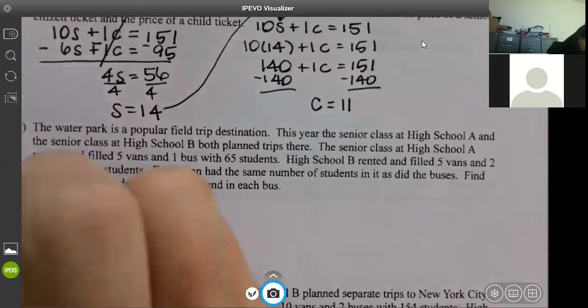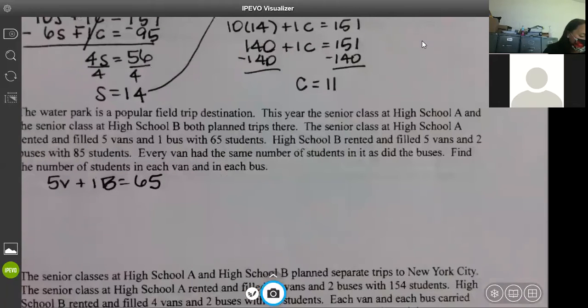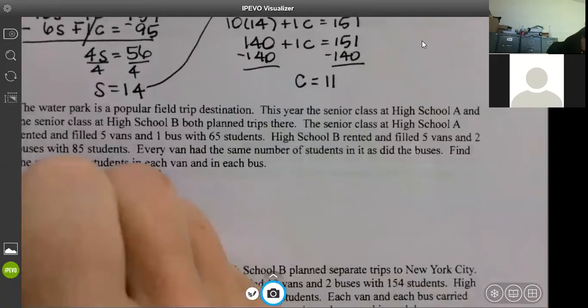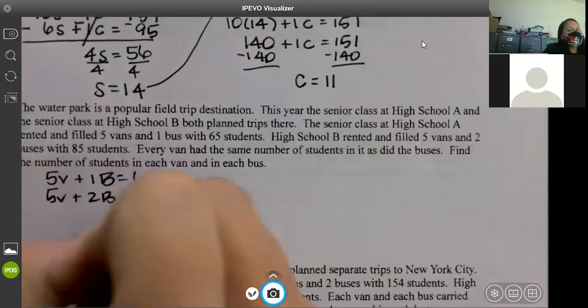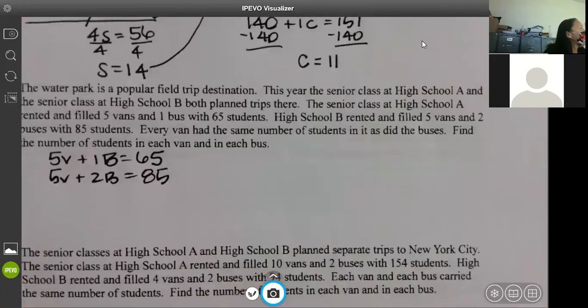Perfect. High school B rented and filled 5 vans and 2 buses with 85 students. Perfect. Anything the same? Yeah, I can get the V's to cancel out, right? How do I get them to cancel out?